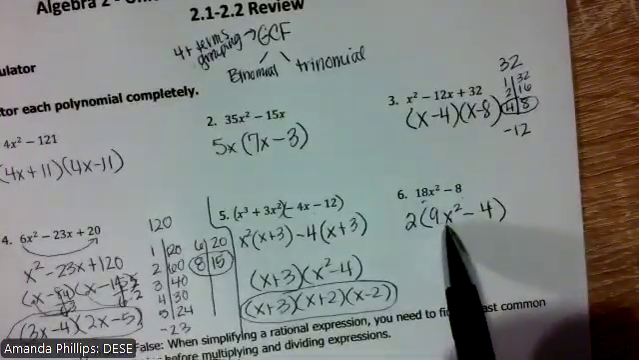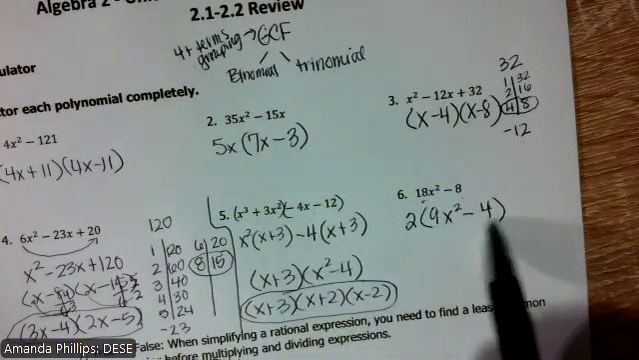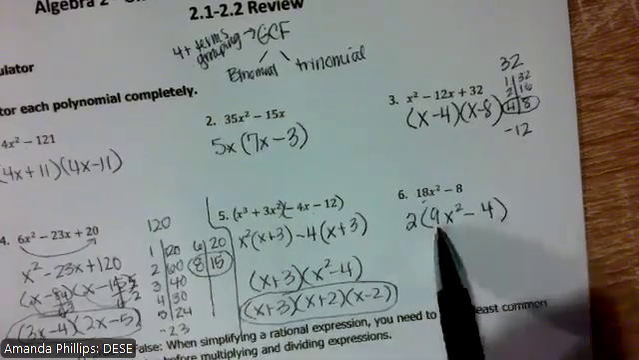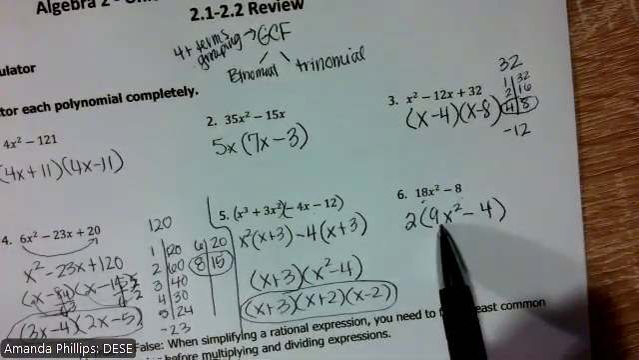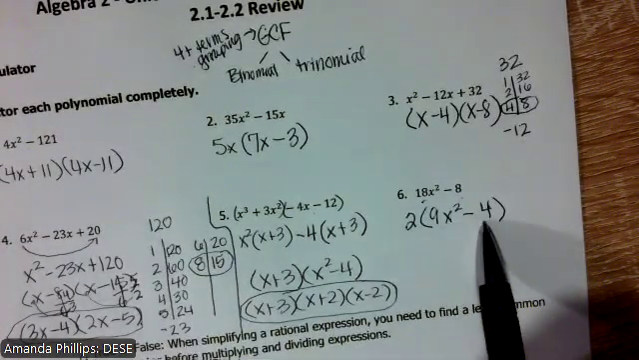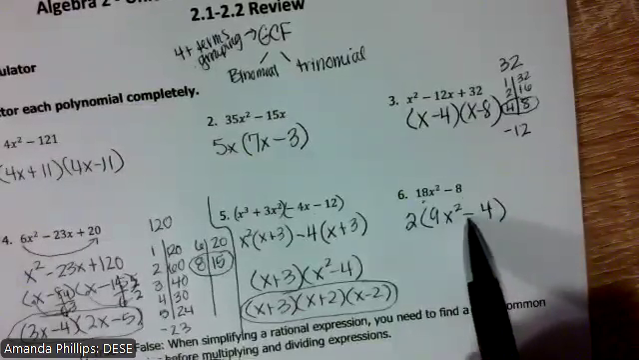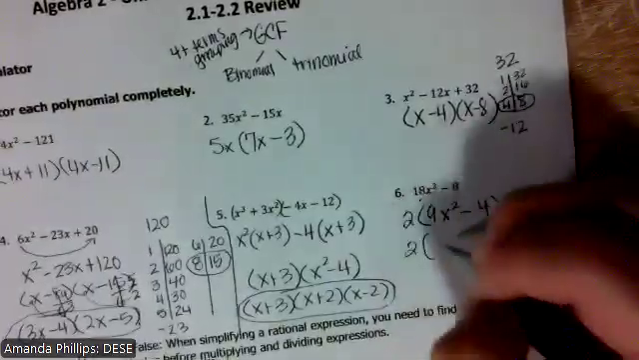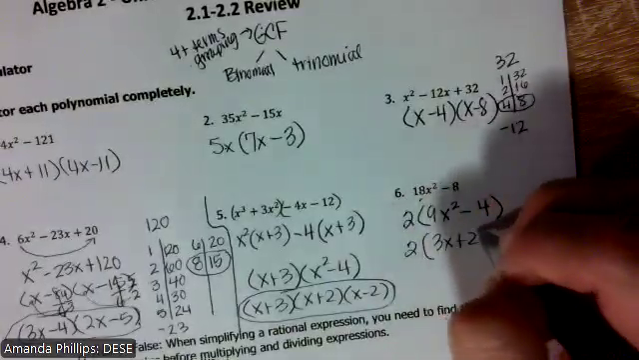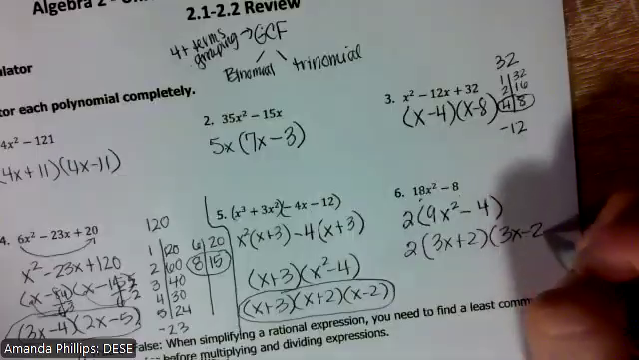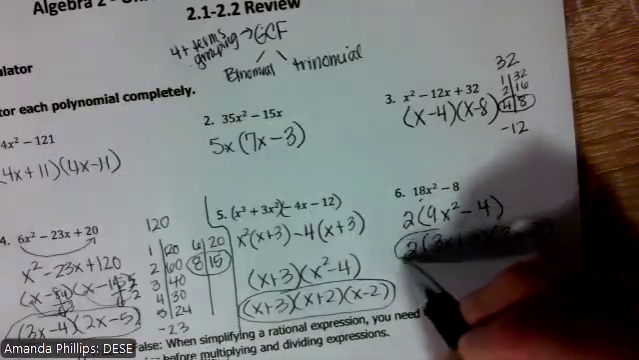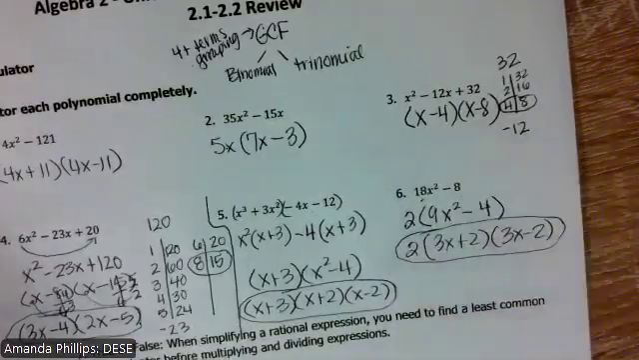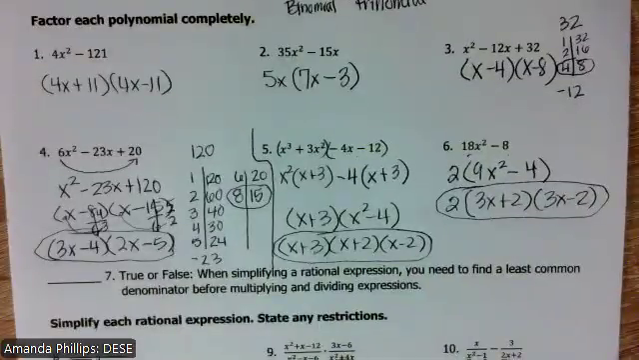And I look at this and I'm like, okay, 9 is a square number, x squared is a square number, 4 is a square number. So yeah, this is a difference of squares. So I can go ahead and factor this some more. So this would be 3x plus 2 times 3x minus 2. And don't forget the 2 that you already factored out. There you go. That's our thoughts on factoring.